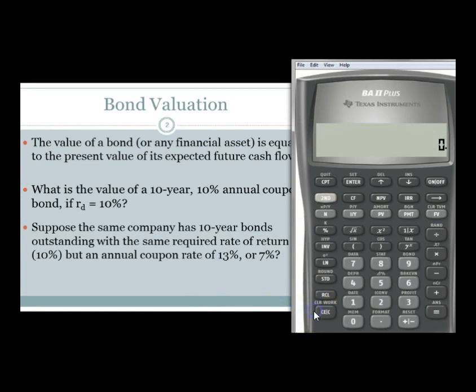Okay, you can hit clear, and let's do that 7% coupon rate. A 7% coupon rate tells us that the coupon payment is going to be $70. Compute that present value, and you find that it's $815.66. It went down. It's discounted. Anytime a bond sells for less than $1,000, we call it a discount bond.